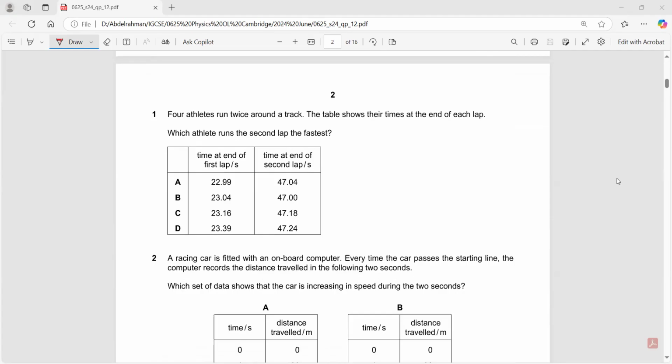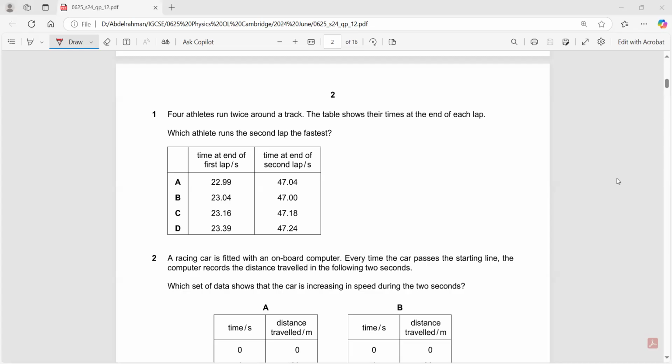How can I find the time of the second lap alone? All you need to do is subtract. A lot of you would just go for the least time, which is B, which would be wrong. Why? Because this is the time at the end of the second lap, which is the time of the 2 laps. We only want the time of the second lap.